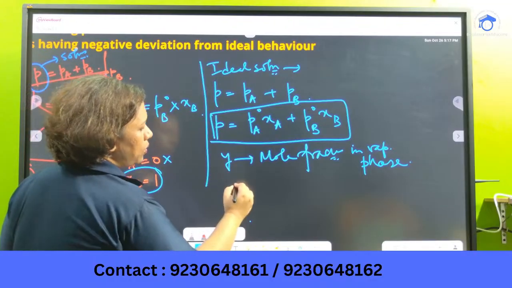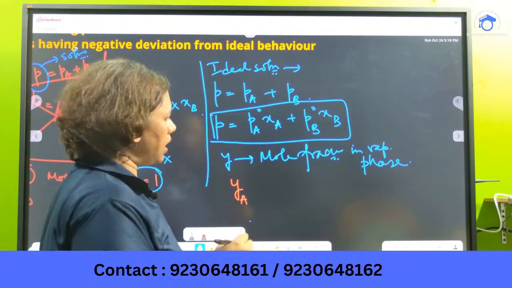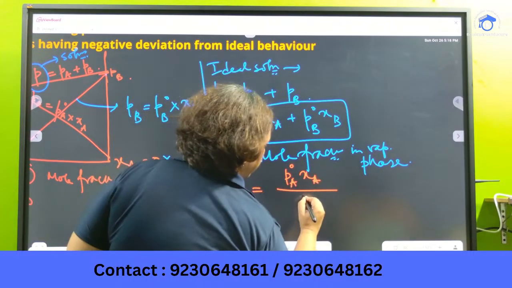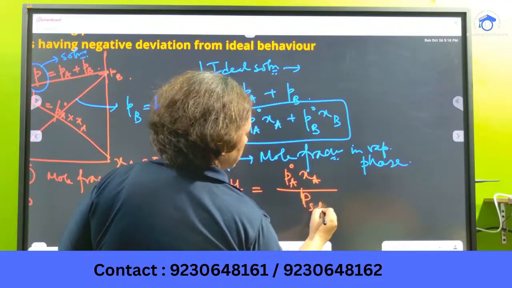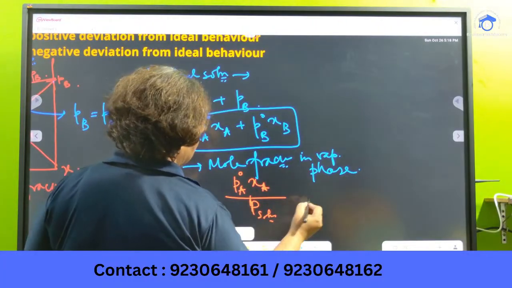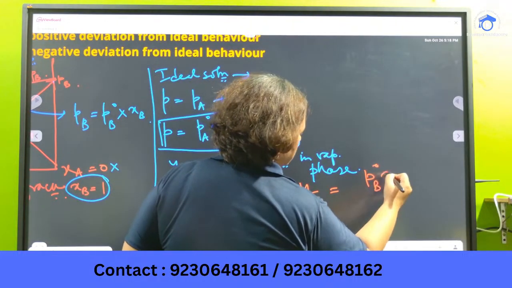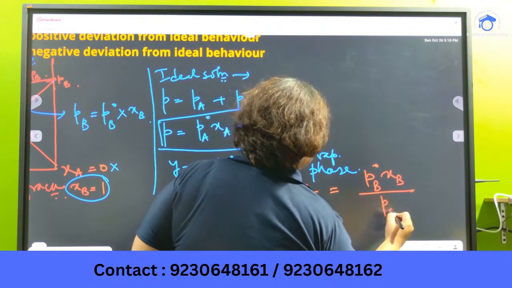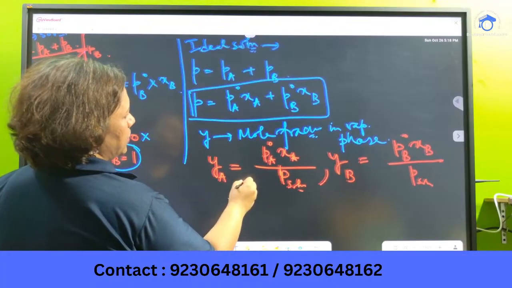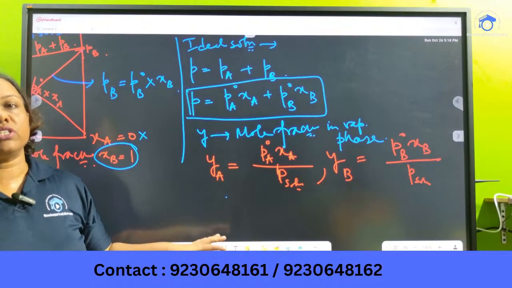Okay, so now the formula for ya, for component A का मोल फ्रैक्शन इन वेपर फेज में क्या होगा? Is equal to Pa naught Xa divided by P solution. Okay. Simultaneously B के लिए क्या होगा? Pb naught Xb by P solution. These equations for ideal solution is very important. If you want, have a screenshot for it.